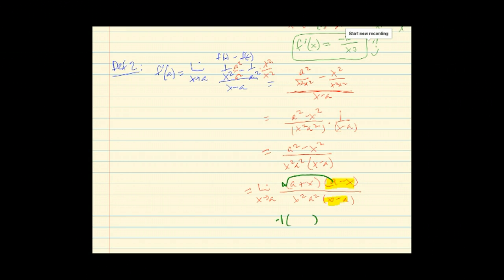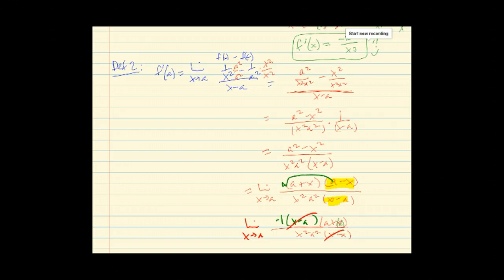When I do that, if I suck a negative 1 out of here, then this becomes negative a plus x, or I can write x minus a to make it look nicer. And then everything else just stays exactly the same. A plus x over x squared a squared times x minus a. But the good news is now I can cancel those out, and then I can actually find the limit as x approaches a. So all I want to do here is actually plug in a anywhere I see an x.